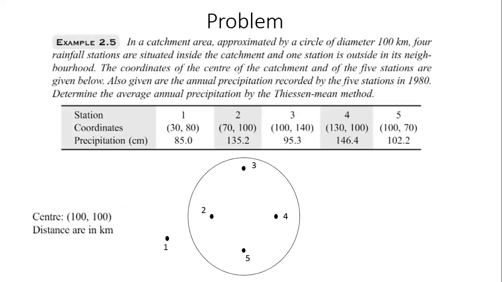In a catchment area approximated by a circle of diameter 100 kilometers, 4 rainfall stations are situated inside the catchment and 1 station is outside in its neighborhood. So 1, 2, 3, 4, 5 rainfall gauges are located. The coordinates of the center of the catchment and of the 5 stations are given below. Also given are the annual precipitation recorded by the 5 stations in 1980. Determine the average annual precipitation by the Thiessen mean method.